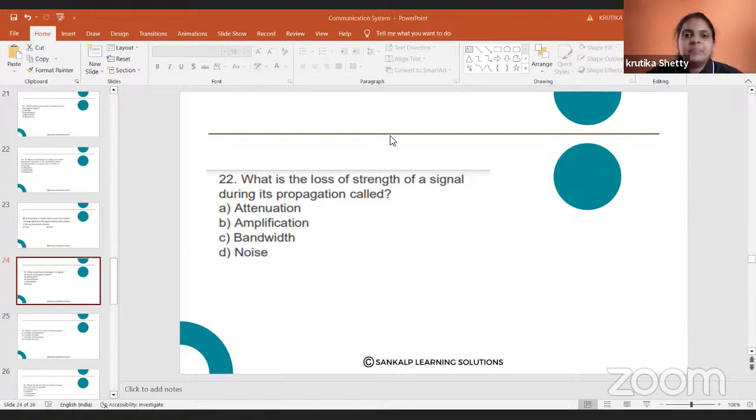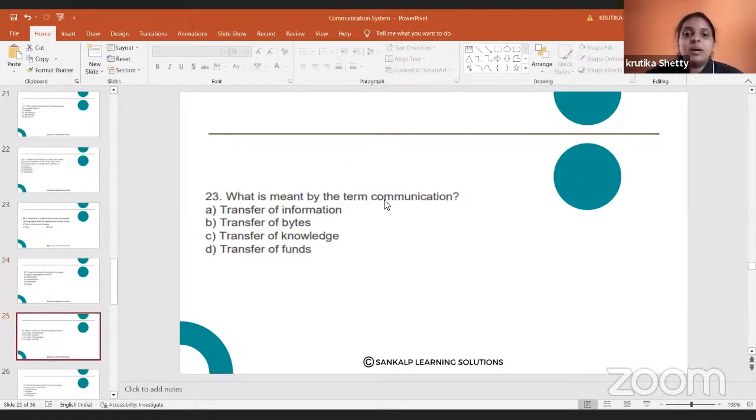Option A is correct. Then the next question, what is meant by the term communication? So what is communication? Transfer of the information, transfer of bytes, transfer of knowledge, transfer of funds. So which is correct here? What is meant by the term communication?